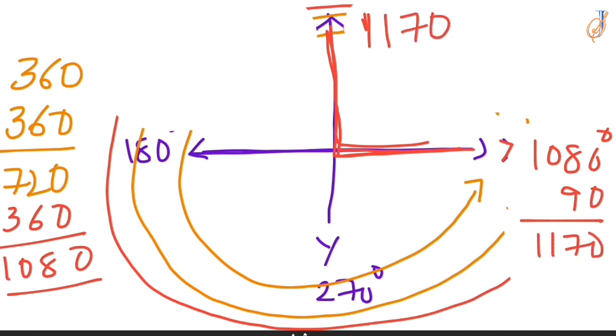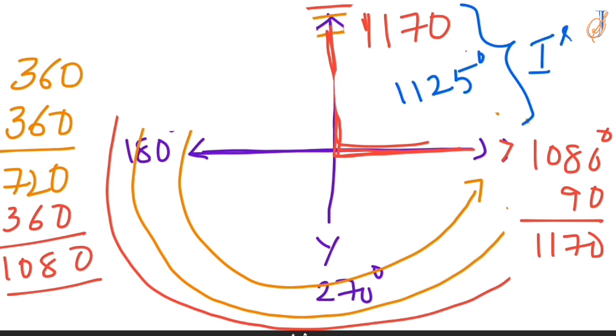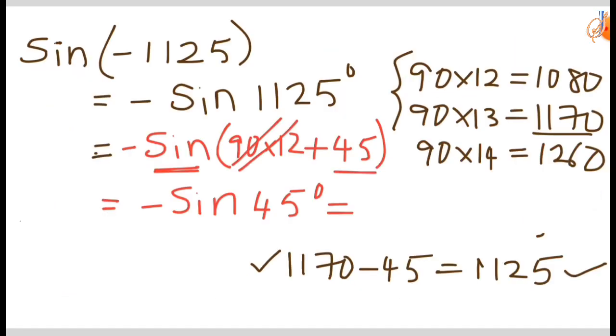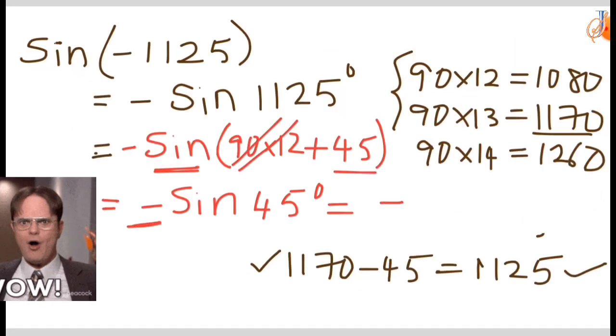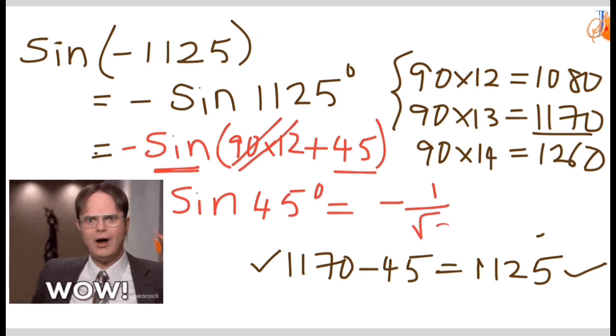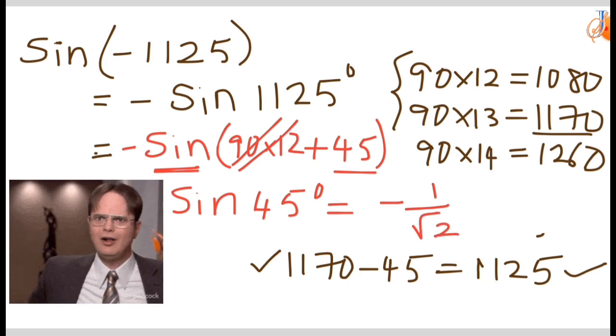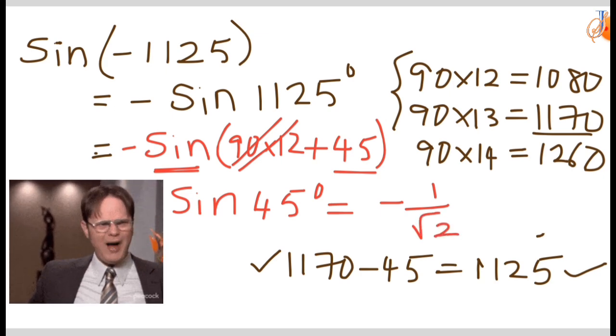Our given angle is 1125. So that means our angle lies in the first quadrant. In the first quadrant, all functions are positive. So our given question is sine. Sine is positive and cos is also positive. Already we have a negative sign. So negative sine 45, the value is 1 by root 2. So sine of minus 1125, the value is minus 1 by root 2.